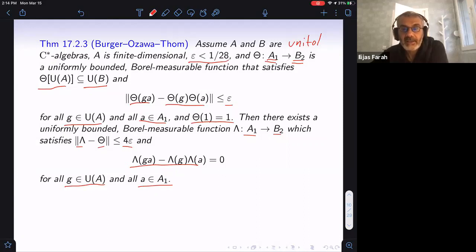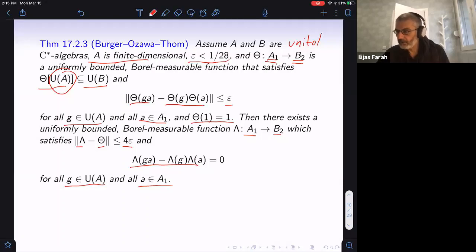Right, so theta is not just mapping some group into B, but it actually maps the unit ball of an entire C-star algebra into B. And by the way, because A is finite dimensional, this unitary group is compact, so it has Haar measure. So the assumption of the previous theorem is satisfied, but the point here is that we actually correct also the image, the behavior of theta on the entire C-star algebra.